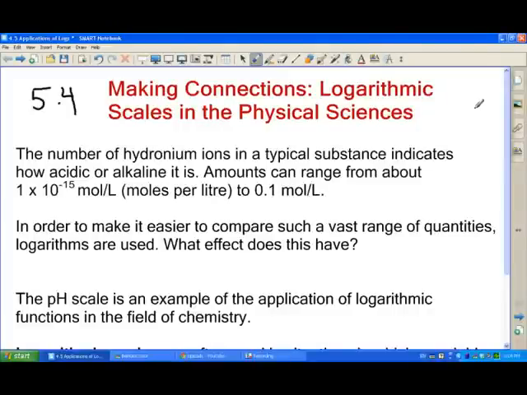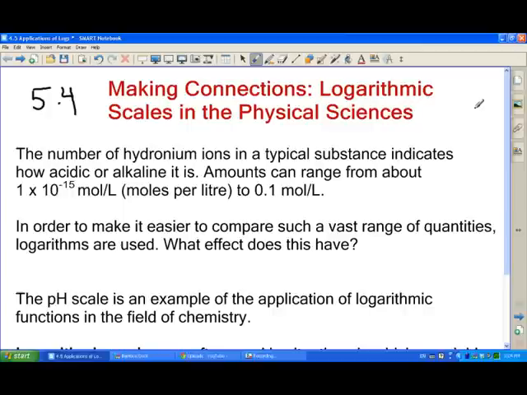5.4. Today we're going to look at some application problems as they pertain to logarithms, specifically in physical sciences like chemistry, biology, and physics. To get us started, we're going to talk a little bit about pH. The thing that determines the pH of a substance is the hydronium ions and their concentration in a substance. And the concentration of these ions in a substance can vary greatly from a number that's very, very small to a number that's very, very large.